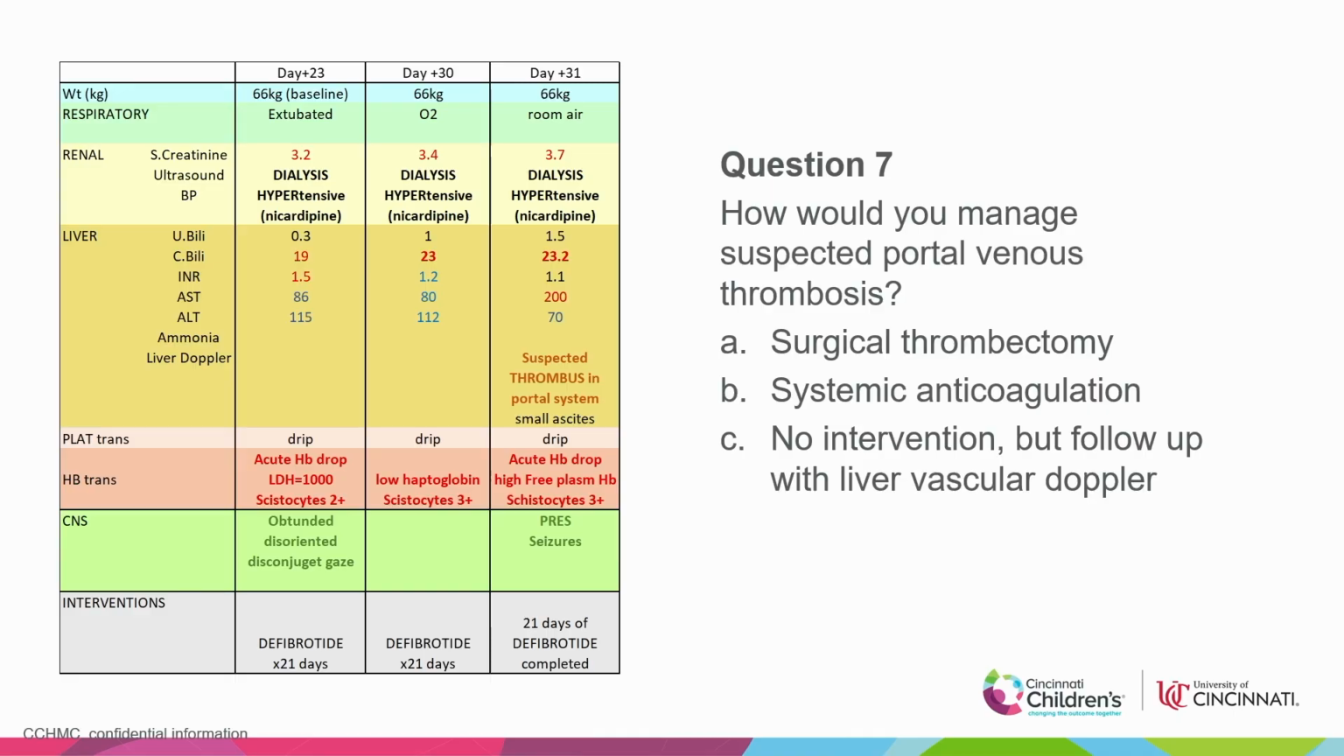Okay, so here's a talk. I would like to see what people would do. What do you do with that portal venous thrombosis? You're off of defibrotide at this point. Defibrotide's over. You find a portal venous thrombosis. So your options are surgical thrombectomy, systemic anticoagulation, or nothing.